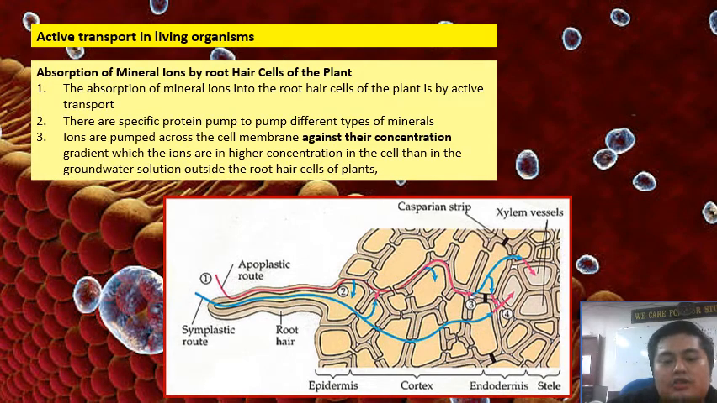Ions are pumped across the cell membrane against their concentration gradient, in which the ions are in higher concentration in the cell than in the groundwater solution outside of the root hair cell. Since kepekatan kat dalam tu lagi tinggi. Ingat beza kepekatan sebab kita cerita pasal ion. Bila kita cerita pasal air baru kita akan cerita pasal water potential.